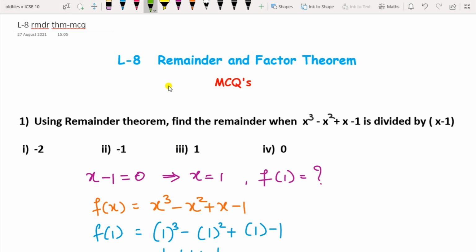In this video we are going to see the MCQs of specifically remainder theorem from lesson 8, remainder and factor theorem. Before starting the video, let us clear the confusion of marks whether the SEM 1 and 2 will be of 40 or 80 marks.